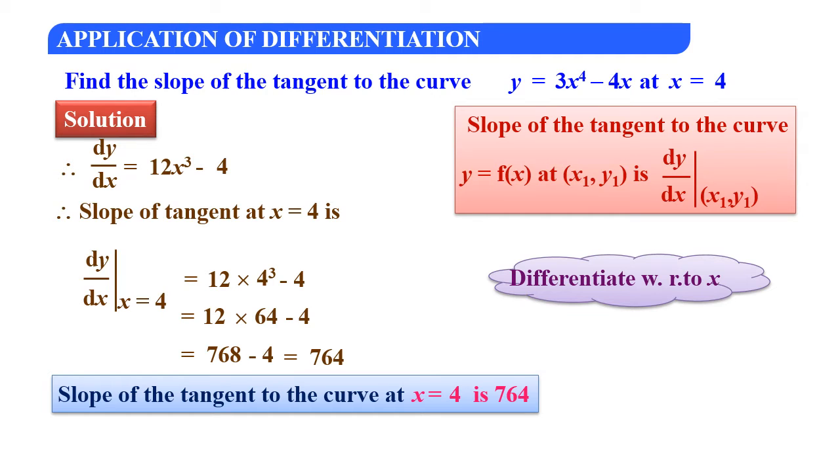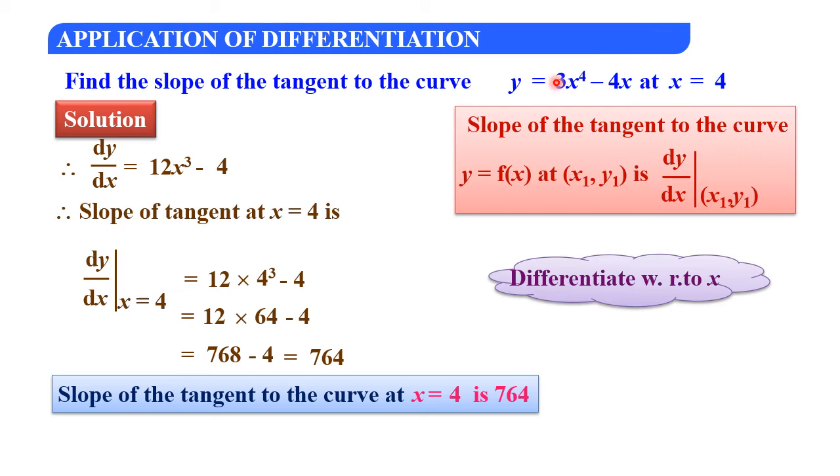Find the slope of the tangent to the curve y equal to 3x raised to 4 minus 4x at x equal to 4. See, when you will be finding the slope of the given curve, do one thing. First of all, differentiate the curve. This is the curve y. Differentiation of y with respect to x will be dy by dx.